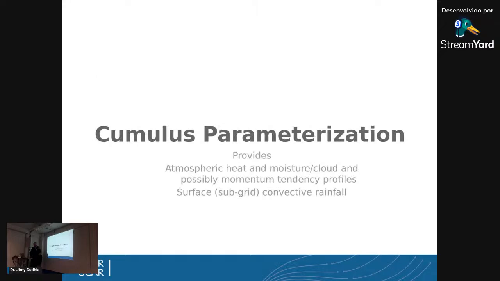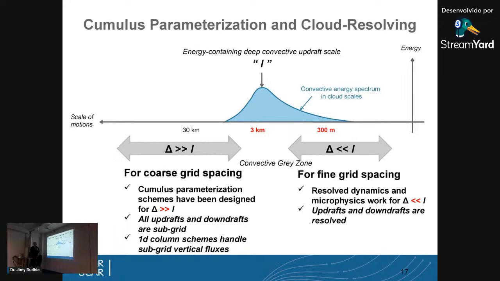So that's the radiation part. Next I go on to the cumulus parameterization part. In models, you need a cumulus parameterization if your grid size is coarse, where it doesn't resolve convection. This is like the energy spectrum. So at 3 kilometers, you have updrafts where most of the energy for the convective cores exists. Think of these as vertical motion in thunderstorms, and that's at these scales.